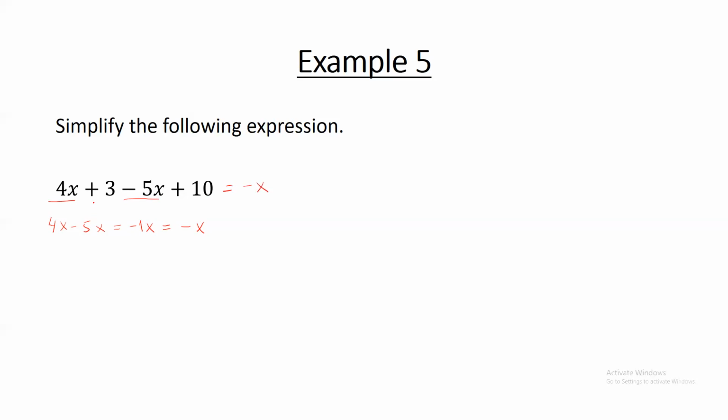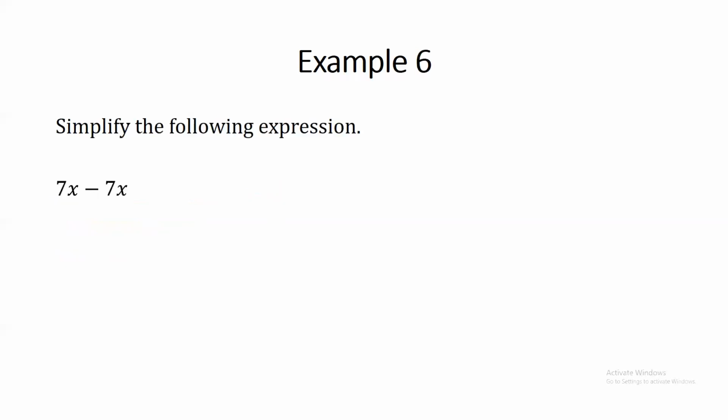Now, we also have these numbers, 3 and 10. We can combine those as well, and 3 plus 10 is 13, positive 13, so plus 13. This is our final answer, -x plus 13. Notice in this example, as well as the previous one, all of the terms that remain are not like terms. The -x and the 13 are not like terms. It means I can't simplify this addition and subtraction problem anymore. I'm going to leave it as it is.